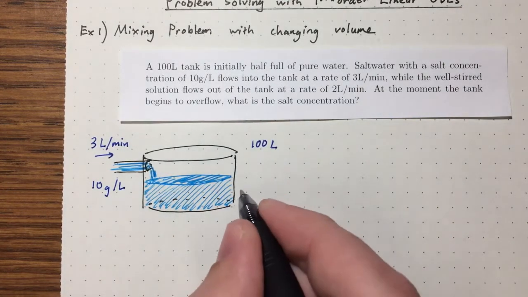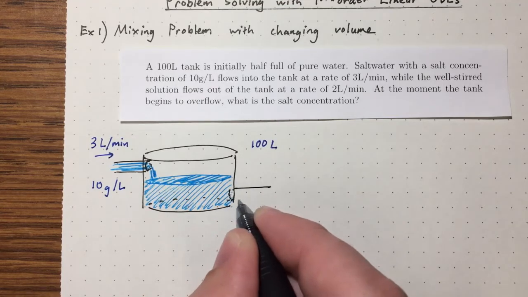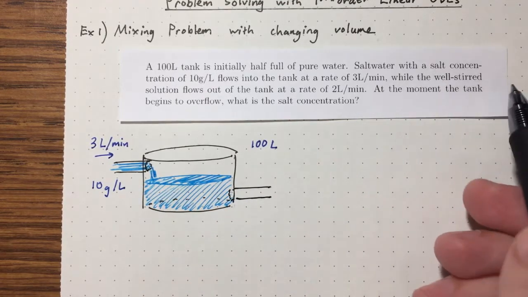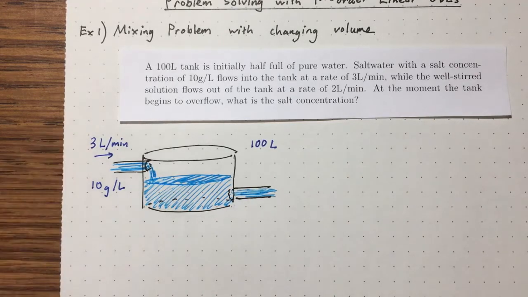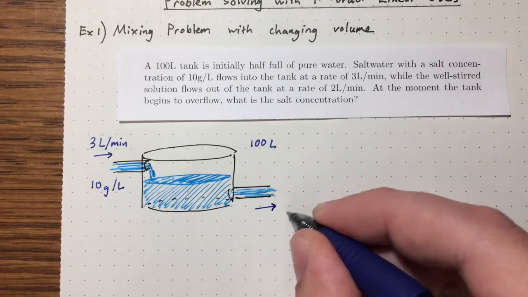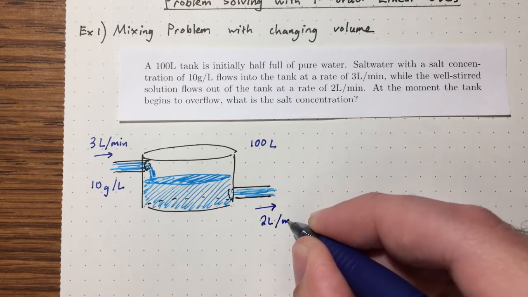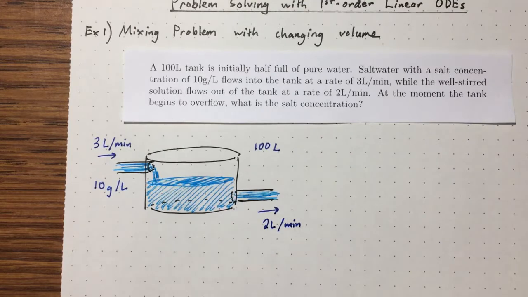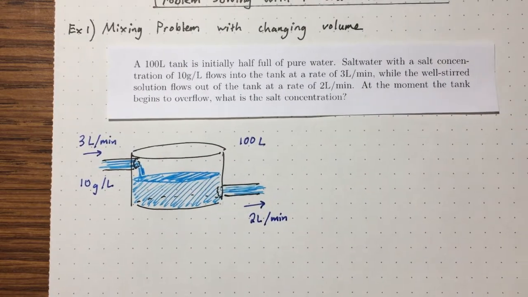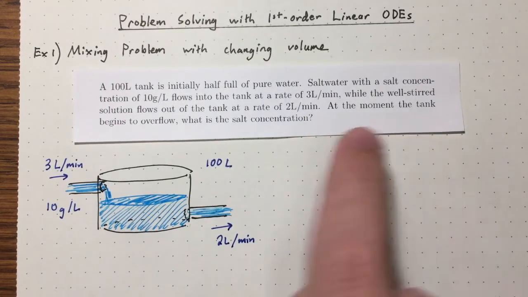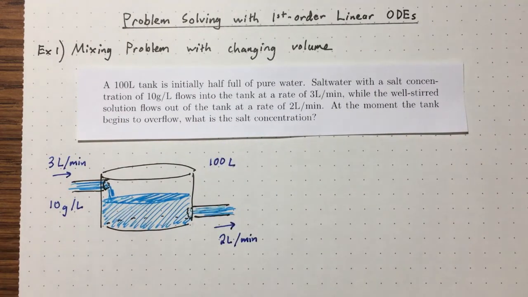And we also have a pipe coming out. So it says the well-stirred solution is going to flow out of the tank at a rate of 2 liters per minute. So that is interesting. That does not match this number here. So it's actually only going to be 2 liters per minute coming out. Well, what does that mean? That means that there's more water coming in than coming out, so the water level is going to be rising. So at some point, this tank will overflow. And what we want to know is, at the moment the tank begins to overflow, what is the salt concentration? Okay. So that's the problem.